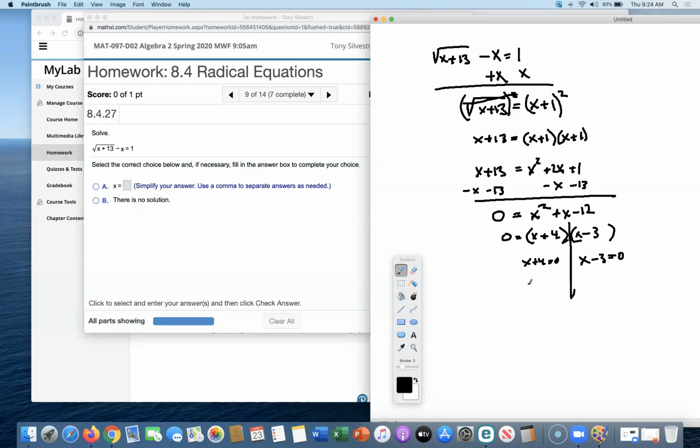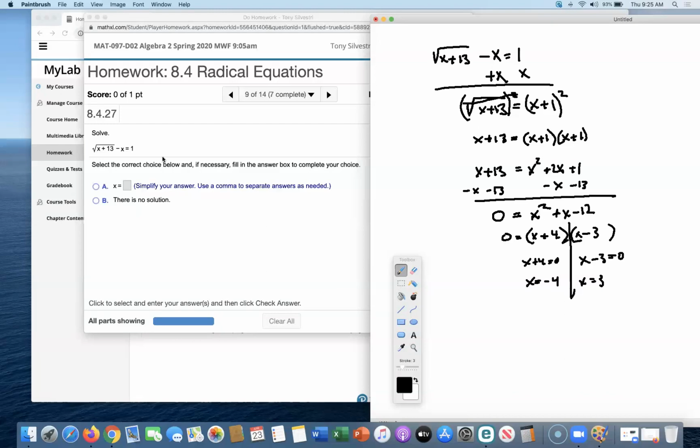Solving those little equations, I get 2 answers: X equals minus 4, X equals 3. These are possible answers. What we need to do is check them, see if they work out. Let's try the positive one first, though the minus 4 can also be an answer. Just because it's negative doesn't mean it's a bad thing.